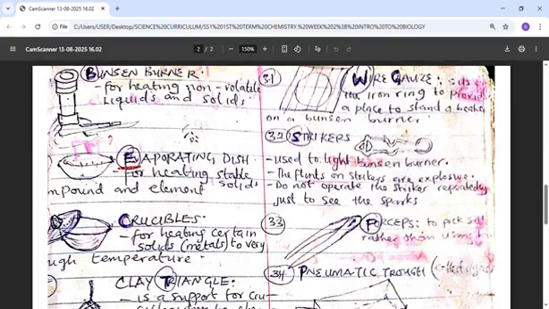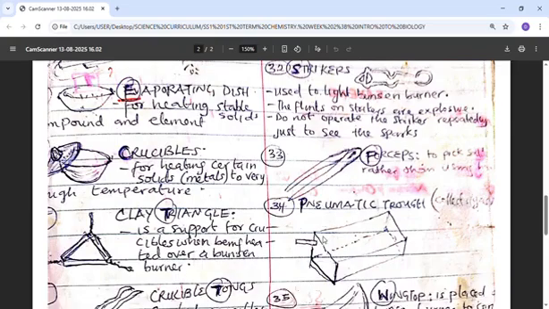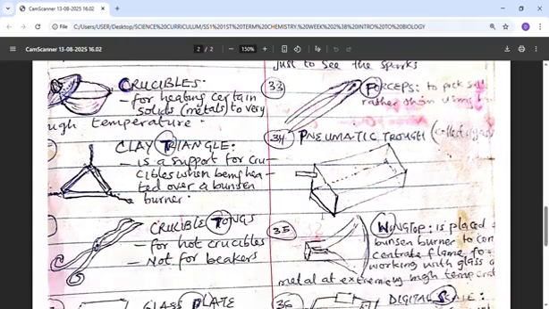Then we have striker, just like your matches, to produce fire when you need it. We have forceps. If you want to pick small substances, just like small chemicals, you use it to pick them. Pneumatic trough. You use this pneumatic trough to collect gas, so gas can be collected with it.